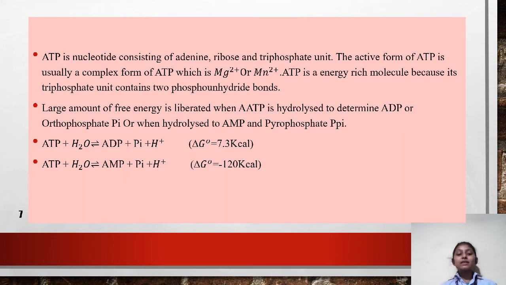The reactions are given here. The free energy released for the conversion of ATP to ADP is 7.3 kilocalories, and for ATP to AMP, that is adenosine monophosphate, the change in free energy equals 120 kilocalories.